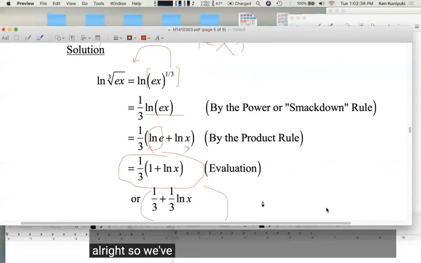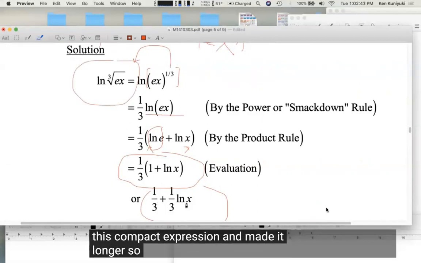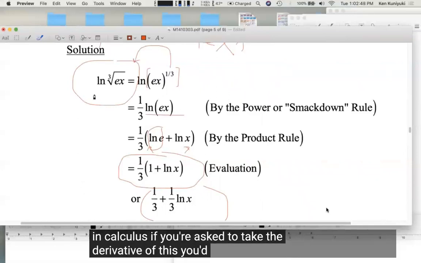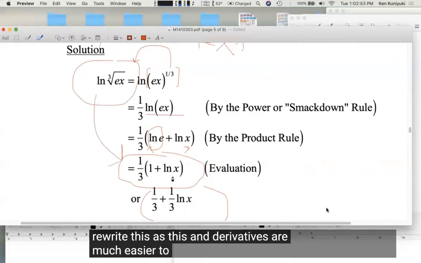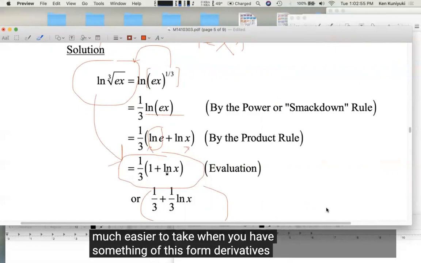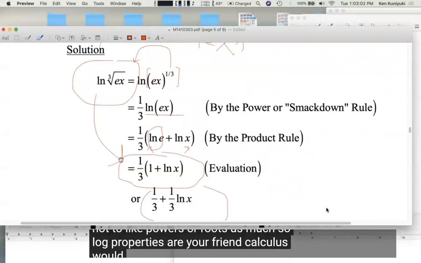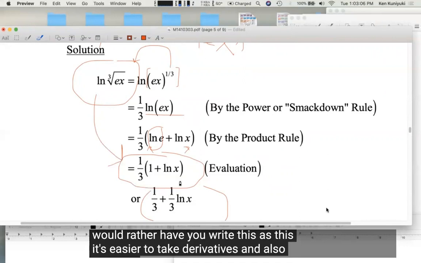All right. So we've expanded. We've turned this compact expression and made it longer. So why would we want to do this? In calculus, if you're asked to take the derivative of this, you'd much rather rewrite this as this, and derivatives are much easier to take when you have something of this form. Derivatives tend not to like powers or roots as much. So log properties are your friend. Calculus would rather have you write this as this. It's easier to take derivatives and also integrals.